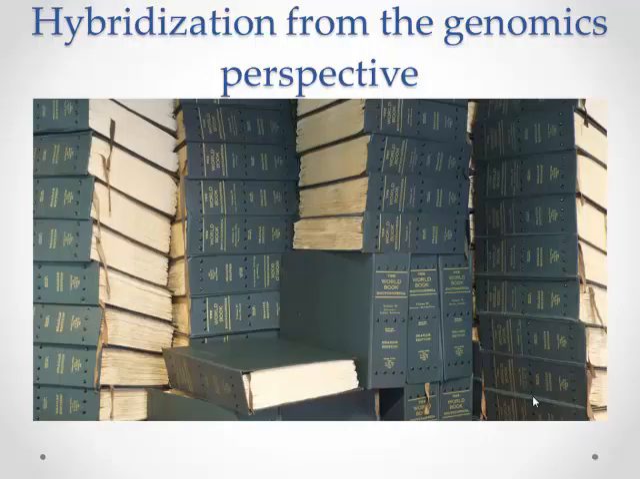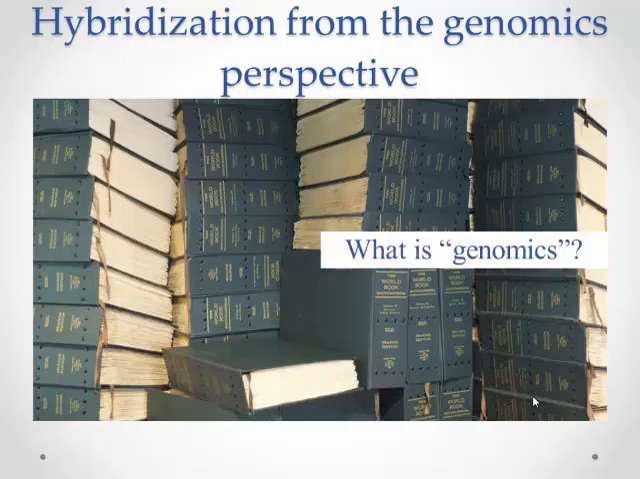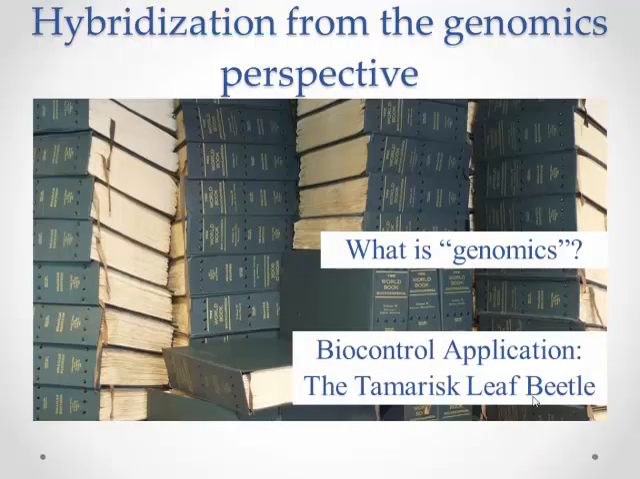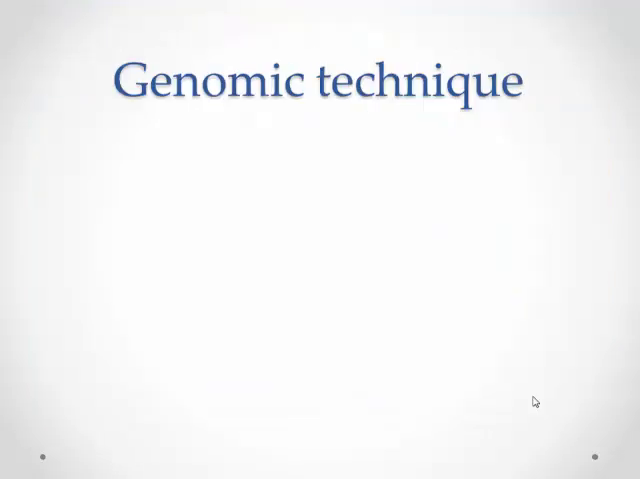Okay, so I show a picture of encyclopedias here because my point is that to look at just one trait or just one gene is to read just a page of the encyclopedia, where a genomics perspective looks at the entire book, all of the collection of genetic information. And then we'll get into the biocontrol application, the Tamarisk leaf beetle, and how we can use genomics to understand hybridization and where we'll go from there.